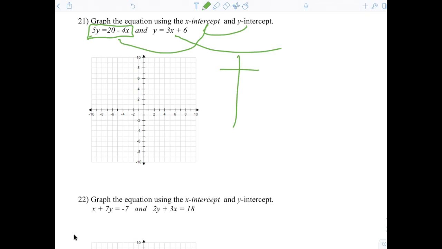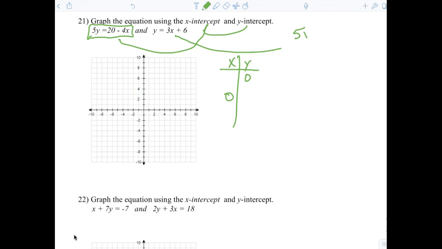All right, the first one, x, y, 0, 0. Let's see who can do the mental math here. If y is 0, what would x have to be? 5. It's 5 because 20 minus 20 is 0, right?